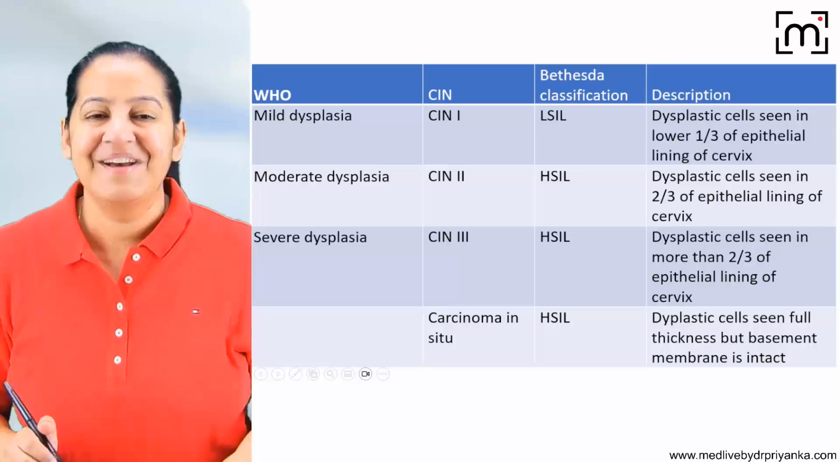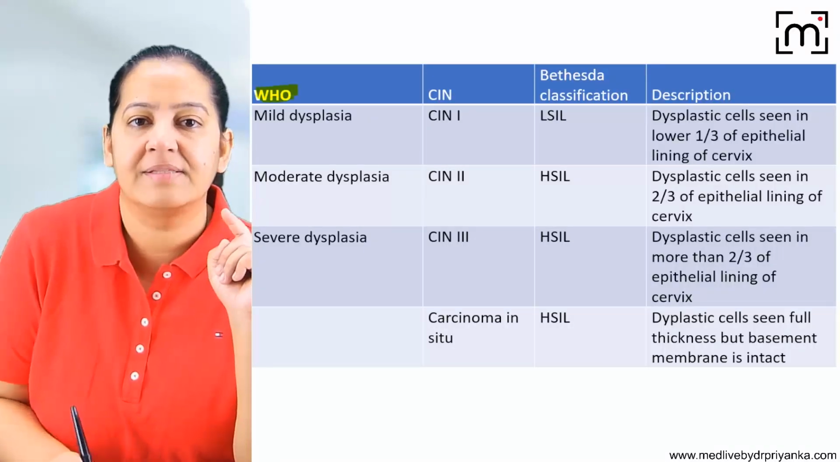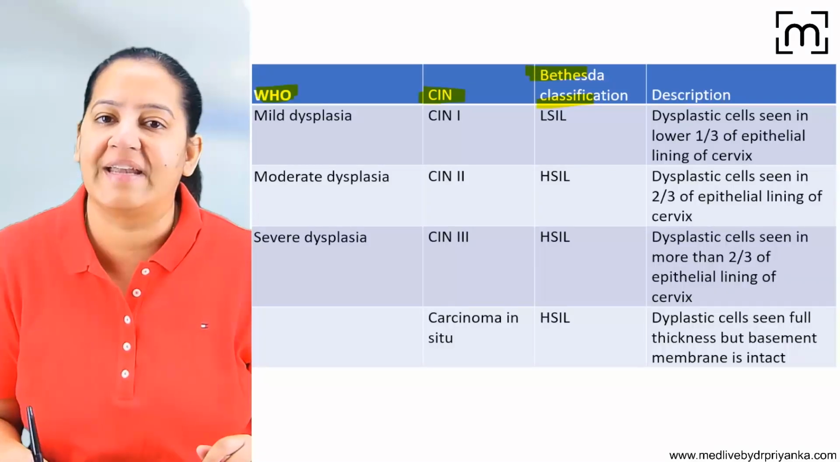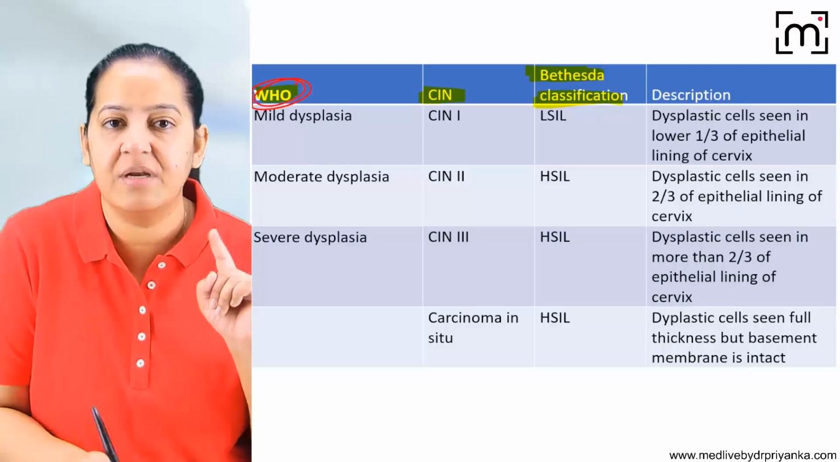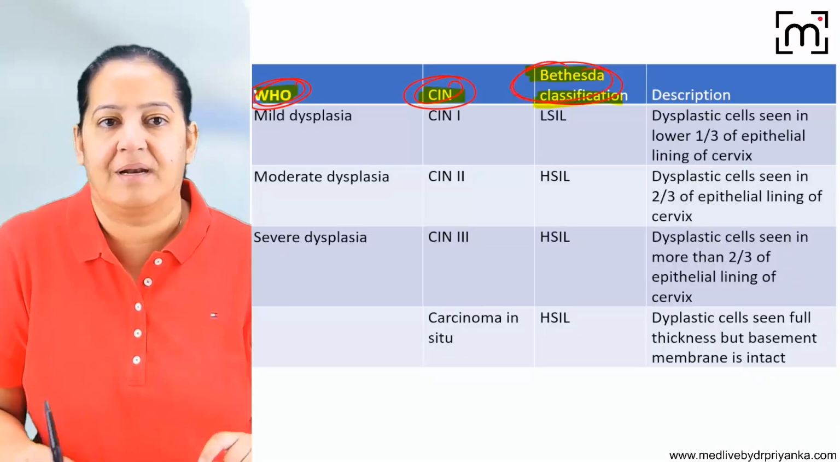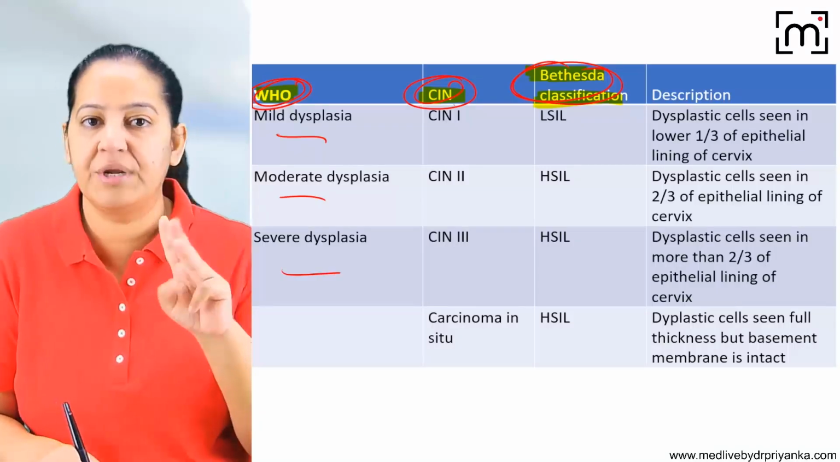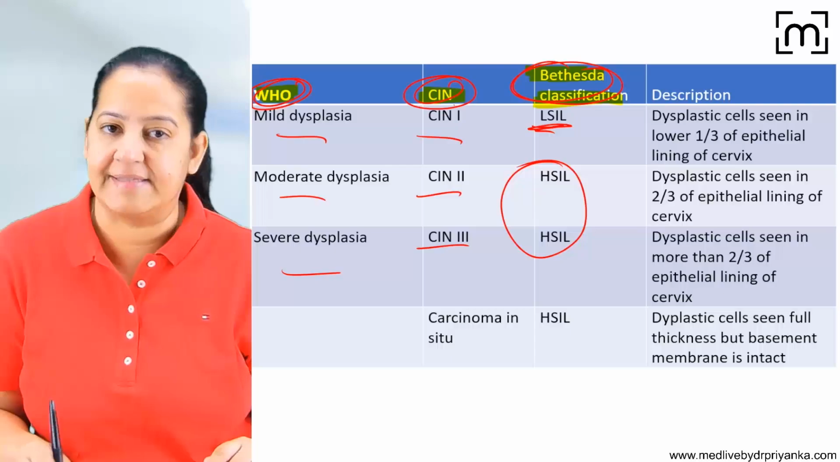So this is the summary. We have seen 3 classification systems. The first is the WHO classification, the second is the CIN classification, and the third is Bethesda. First, learn the names of the classification categories. WHO is 3-tier: mild, moderate, severe dysplasia. CIN is also 3-tier: CIN1, CIN2, CIN3. Bethesda is 2-tier: LSIL and HSIL.